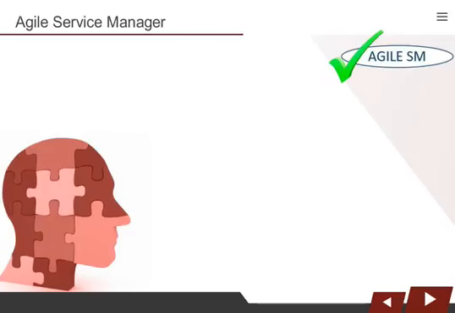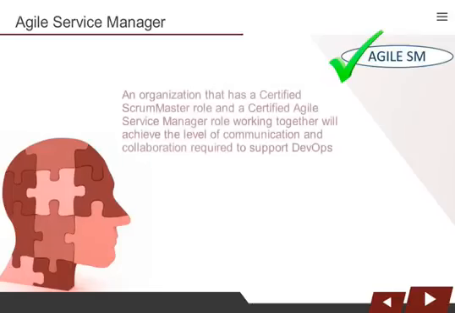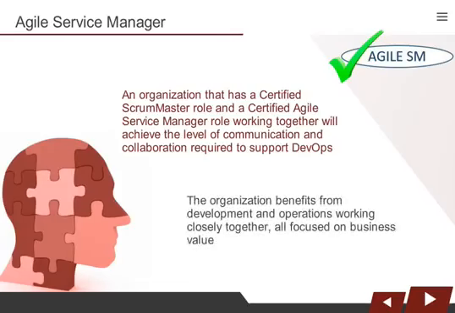If you've studied DevOps before taking this course, you will see the parallels here. An organization that has a certified Scrum Master role and a certified Agile Service Manager role working together will achieve the level of communication and collaboration required to support DevOps. The organization overall benefits from development and operations working closely together, all focused on business value.